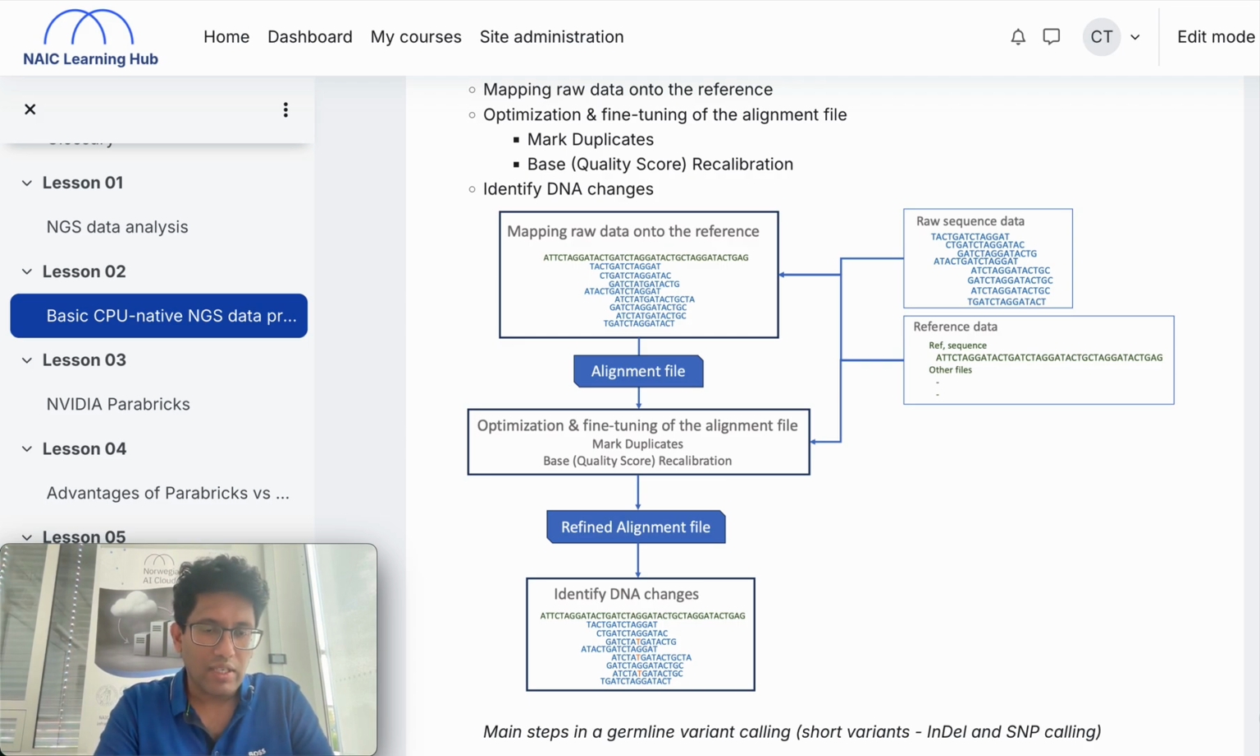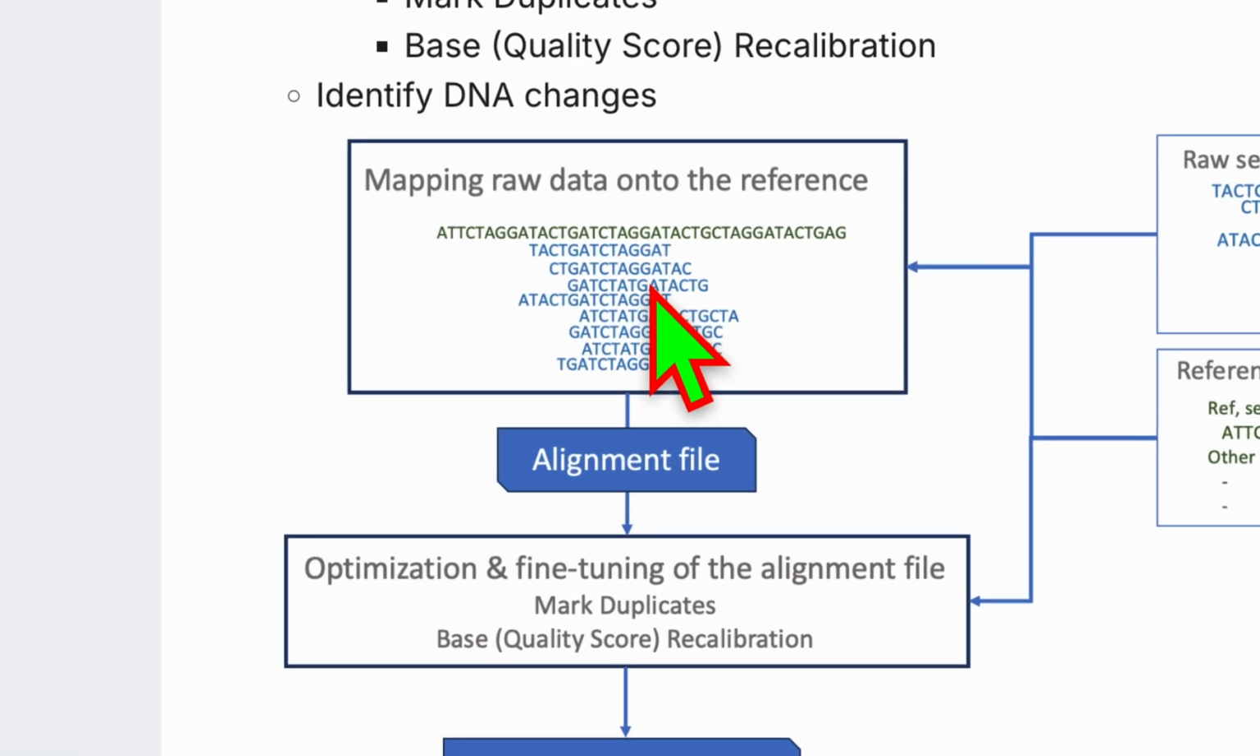We can think of it as a baseline sequence that is used to compare our input data and create a map of the input dataset. So during the mapping process, each read is mapped or aligned to the reference sequence in a way that the algorithm finds the best possible match for each read. So this process creates a file called alignment file.